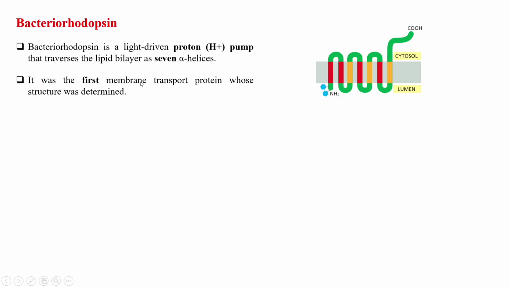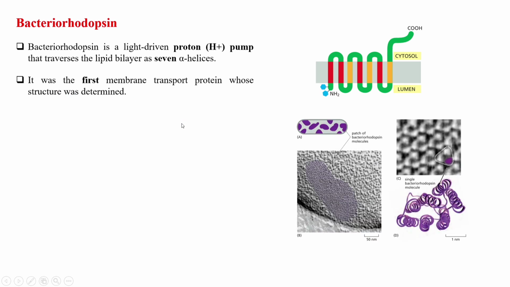It was the first membrane transport protein whose structure was determined, and these are the patches of purple membrane of bacteriorhodopsins present in archaebacteria. If you zoom into this patch of purple membrane, you will find this type of structure. If you further zoom, you will find this, and this is the single bacteriorhodopsin molecule that contains 7 transmembrane helices.